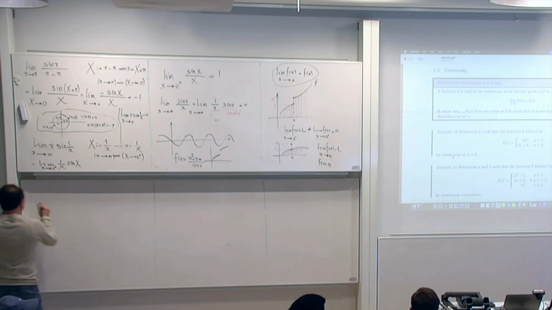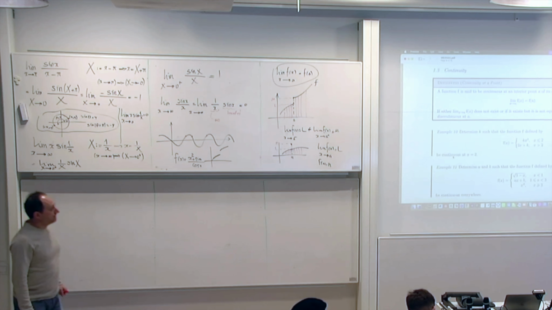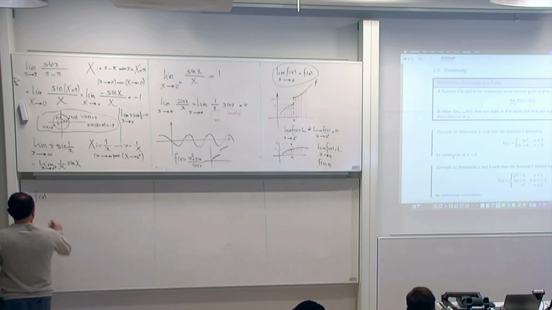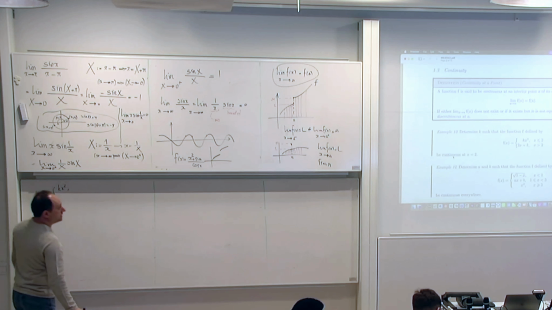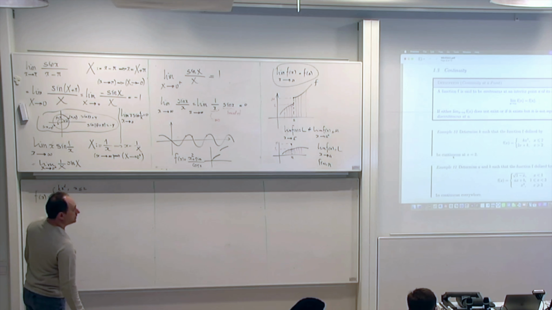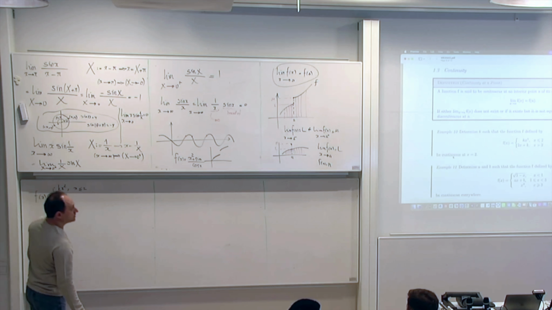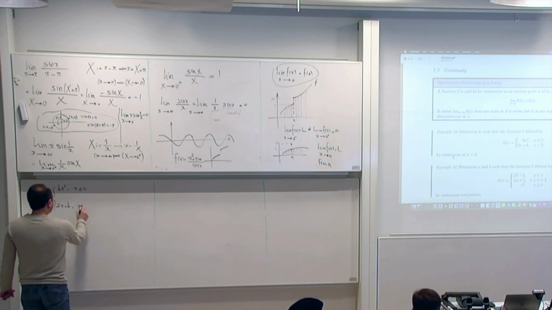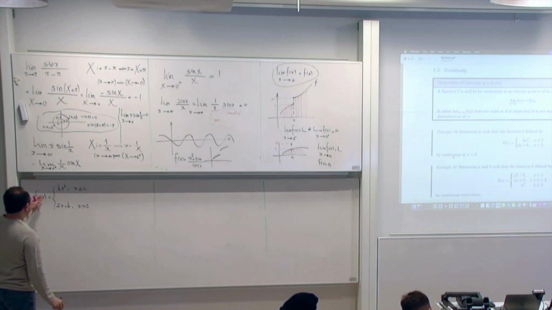So f of x is equal to kx squared when x is less than or equal to 2, yes? And the other one is 2x plus k if x is greater than 2. Okay, the point is that we want to adjust this k so that this function becomes continuous, yes?